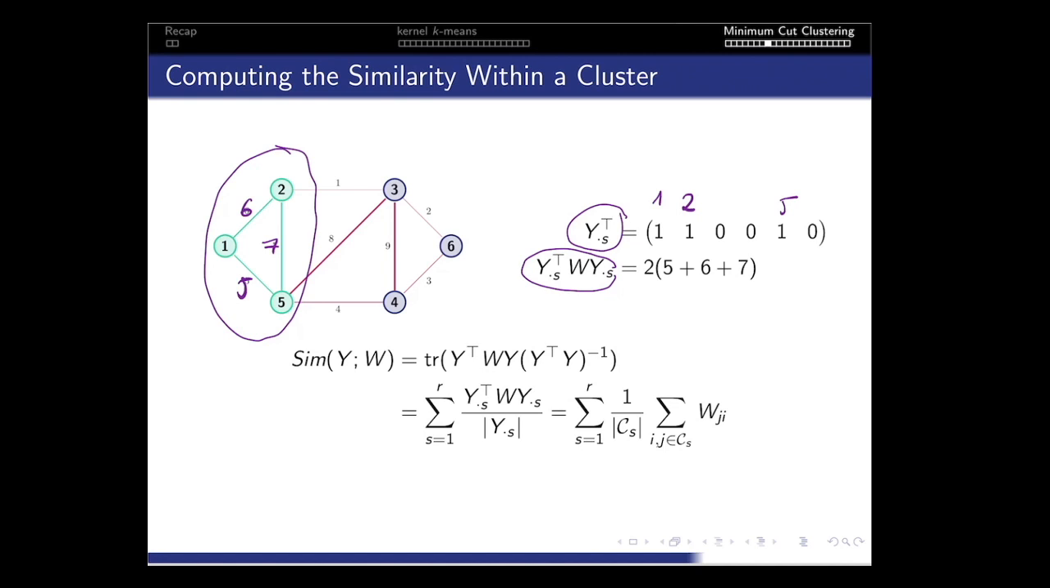And now we can state the similarity function we have already explored for kernel k-means. This trace objective, if we compute this here again with respect to our notation of sets, then we see here that we sum the similarities or the edge weights which represent the similarities of points j and i. So here is the sum of all edges within one cluster.